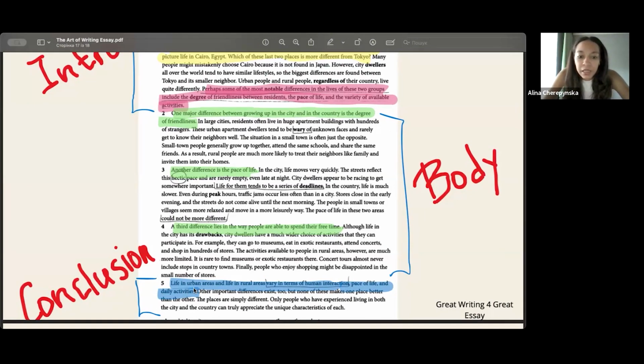Life in urban areas and life in rural areas vary in terms of human interaction, pace of life, and daily activities. So we have actually the same ideas as in our thesis statement. Of course, we paraphrased it a bit, but it's okay if you do not have any other ideas how to finish your writing. And that's it. Here is an example of an already made good essay. That is why actually writing is not that hard. All you need to do is follow the structure, and then everything will be perfect.